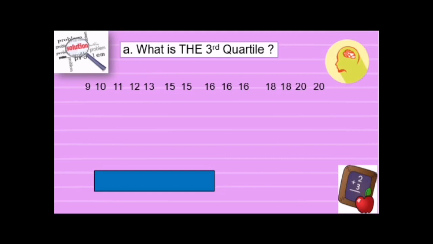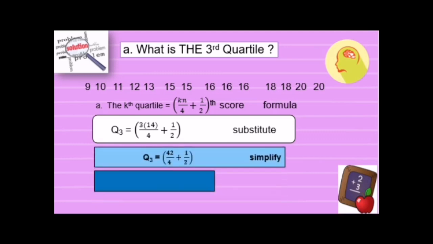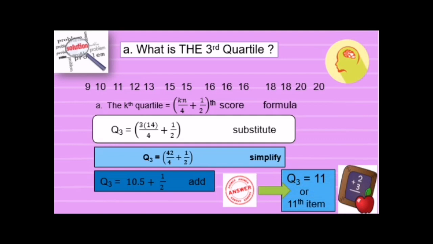Now, for us to find out the quartile 3 or the third quartile, first you have to use the formula kn over 4 plus 1/2. So remember, our k will be 3 and our n will be 14. So substitute the given to the given formula. We have 3 times 14 over 4 plus 1/2. And then simplify. 3 times 14 is 42 over 4 plus 1/2. So 42 over 4, that will be 10.5 plus 1/2. So the answer will be 11 or 11th item.